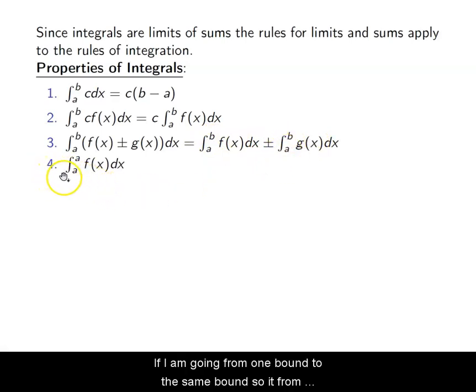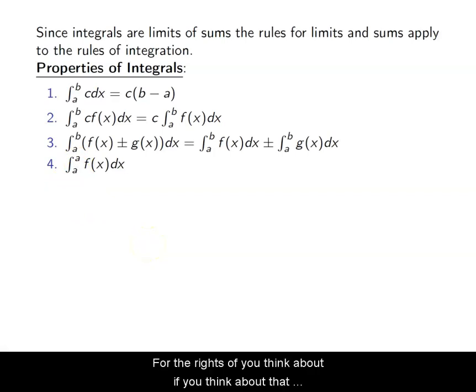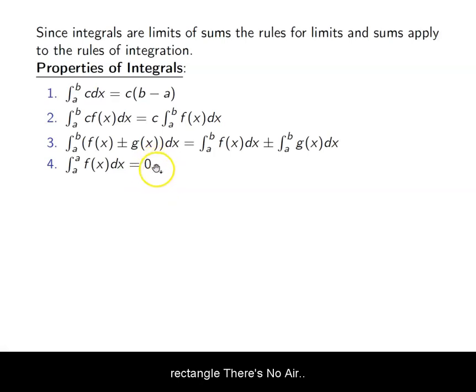If I am going from one bound to the same bound, so from a to a, meaning that there is no distance horizontally, then if you think about that, what would the area be to approximate that? If I haven't moved to the left at all, if there's no base for my rectangle, there's no area to find. Okay.